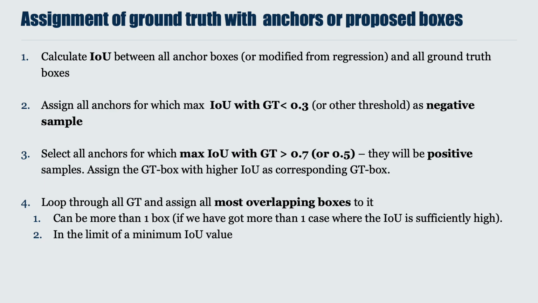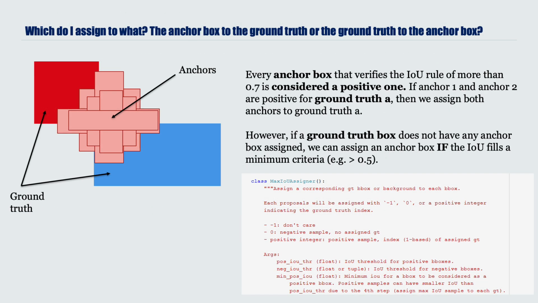So let's see with an example how we do it. And you have in your tutorial a specific class that is called a max IOU assigner, so you can look into that to understand a bit better how the assignment works. Every anchor box that verifies the IOU rule is considered a positive one. And if you have two anchors that are positive for a given ground truth A, well, then we assign both of them to this ground truth and we'll separate afterwards which one is best.